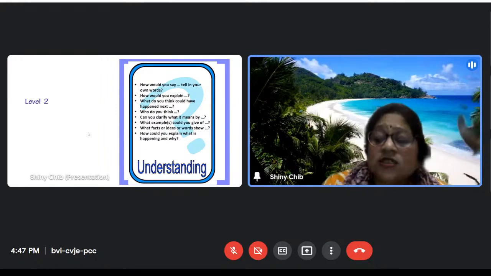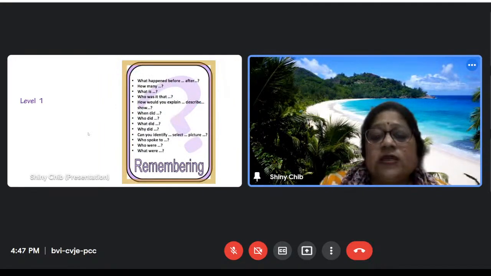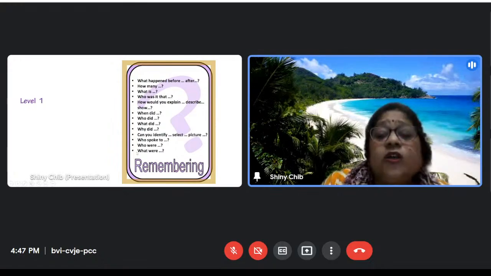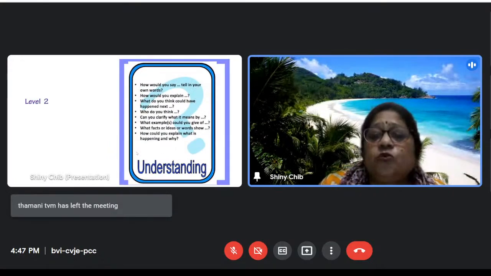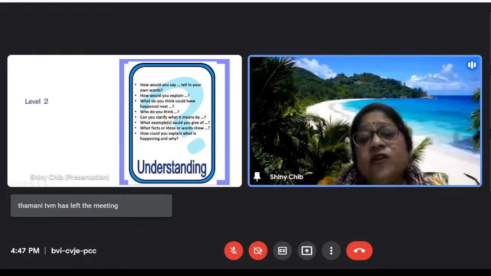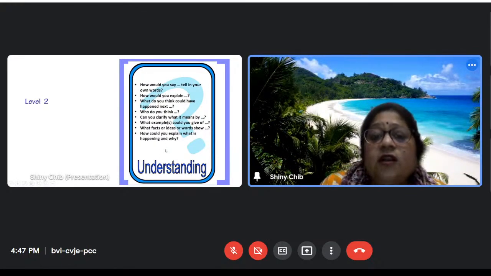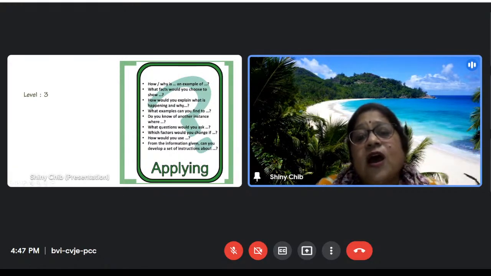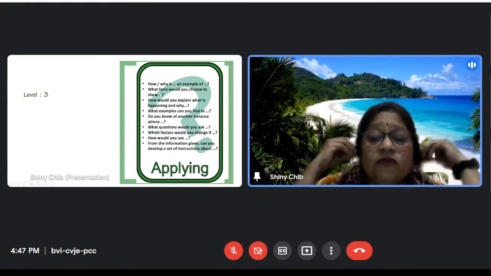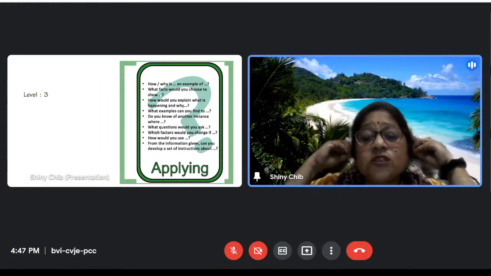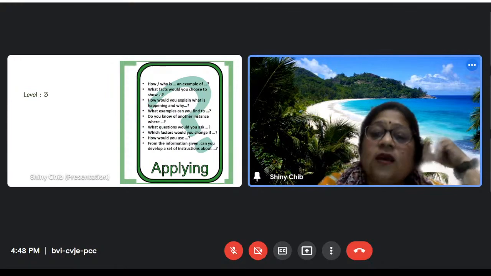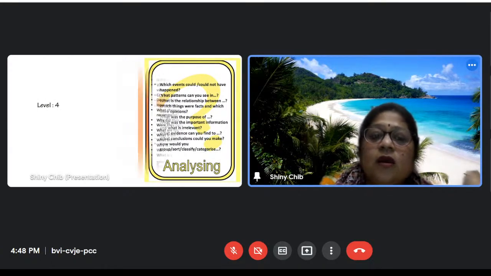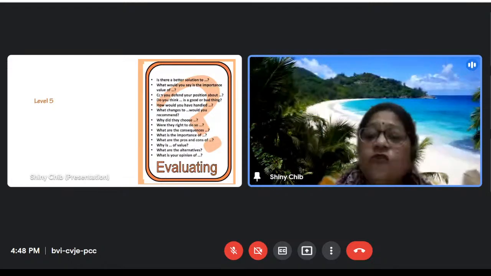So this is the pattern in which you need to ask the questions. Here a few examples have been given, and I've already told that I'll be sharing this presentation with you. So these are the ways in which you can ask the questions for the second level. Then in a similar way you have the third level. Here also some examples have been given so that you can use them for your respective subjects. This is for the fourth level. Then you have the fifth level.